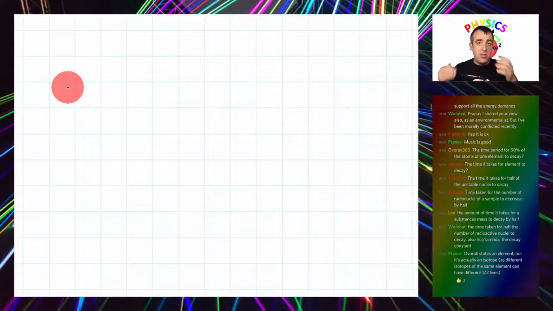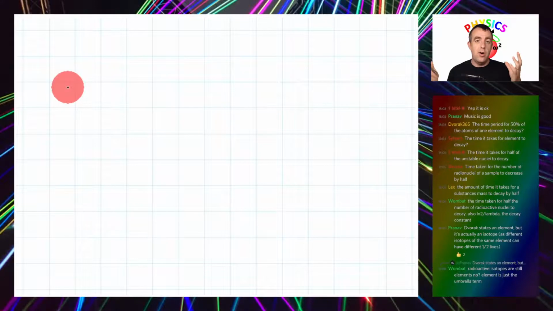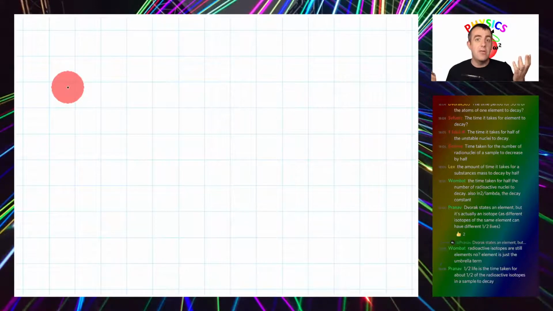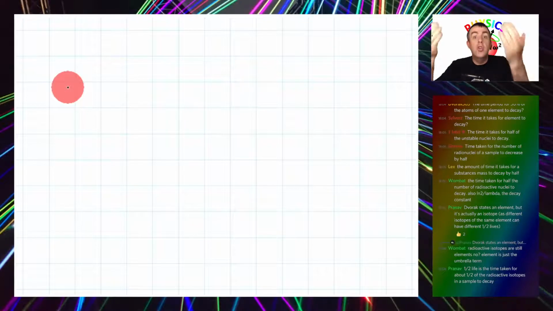So you end up with a substance containing half of the original radioactive nuclei, and half of the nuclei in that substance are some new nuclei, whatever the daughter of that decay would be. So actually not a bad answer. I'm being ridiculously fussy, which is okay.